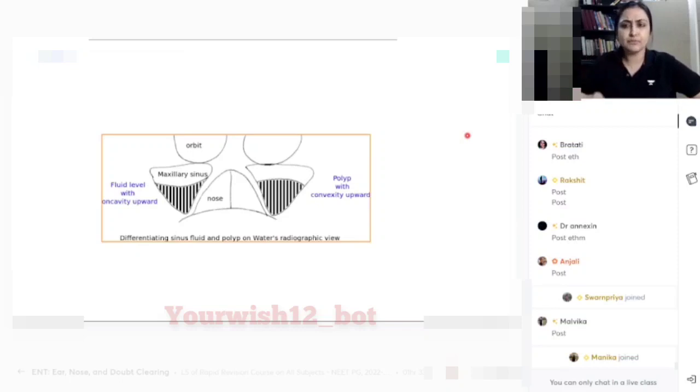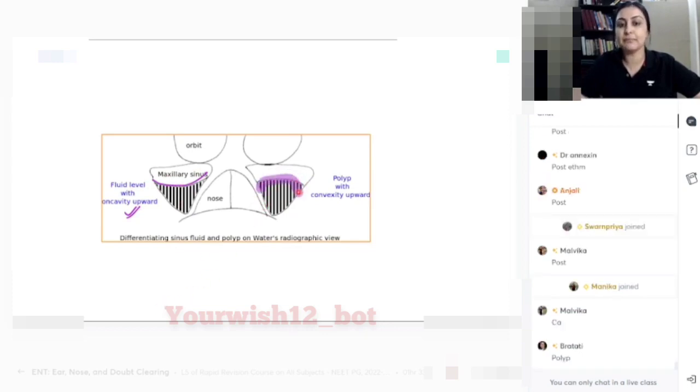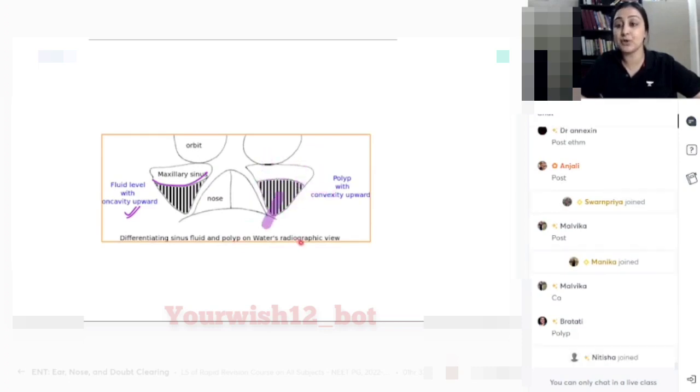This is the one which is done most routinely. Anytime you see opacification of the maxillary sinus, if I am seeing a margin as a fluid level, this is suggestive of sinusitis. However, if you see the margin as upward convex, this is suggestive of a polyp, right? Not a CA, but a polyp. Carcinoma will never be so well defined. It will be very, very aggressive. It would destroy the bone and go out. So remember, always CA and invasive sinusitis.